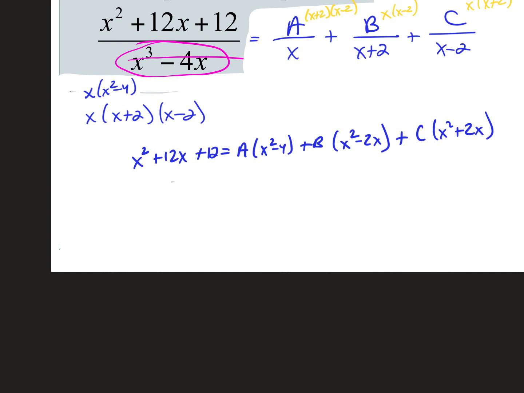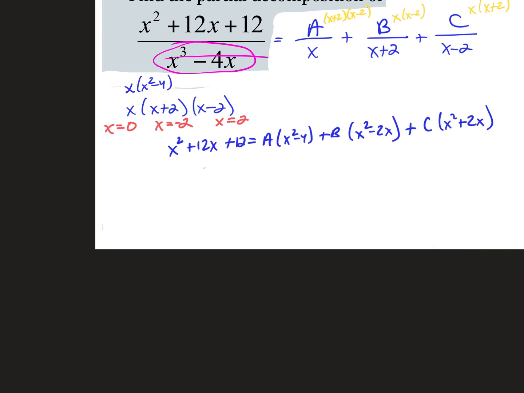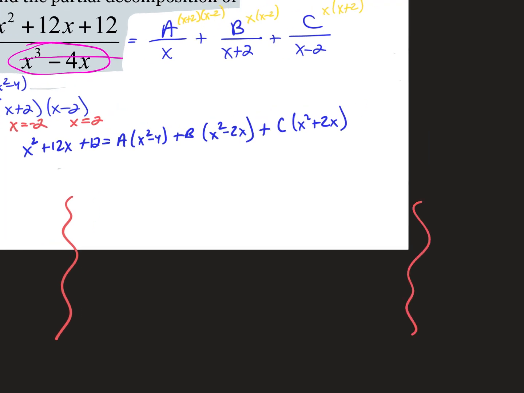So now I'm going to have 3 values that I have to plug in for x. What are my 3 values going to be? 0. x equals 0, good. Negative 2 and positive 2. So we're going to do this again. Yep, you got to do 3 of them.